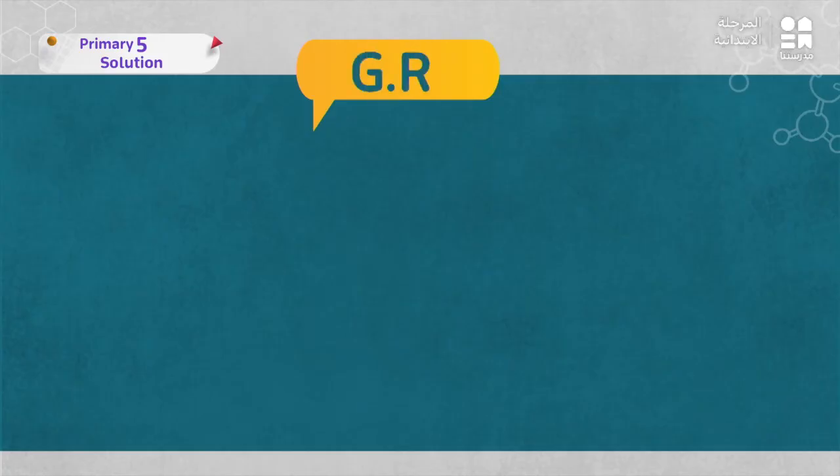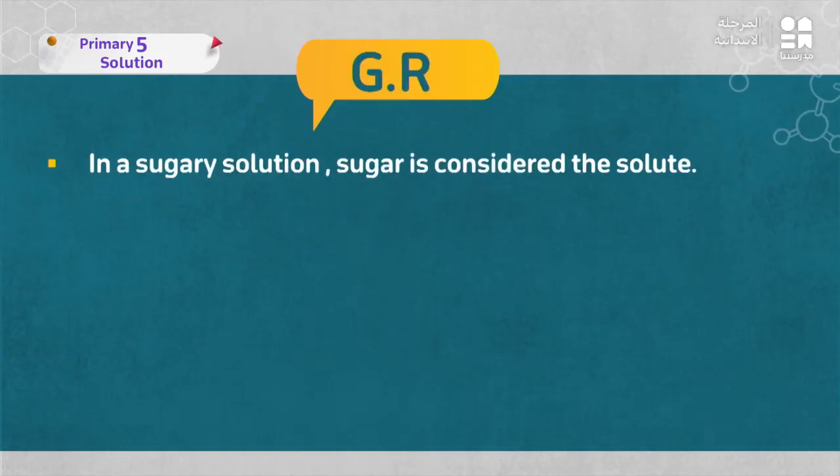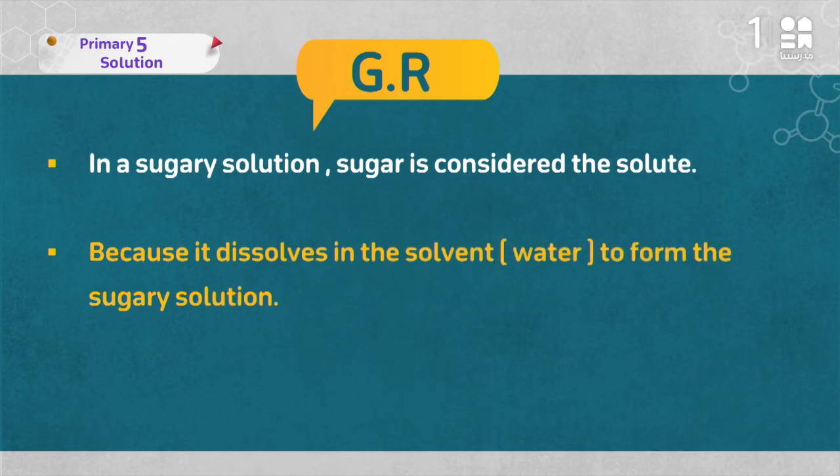Let's take now a give reason question. In a sugary solution, sugar is considered the solute. ليه في الsugar solution بنقول إن الsugar هو الsolute؟ Because the sugar is the substance that dissolves in the water. هو السبستانس اللي بيحصل له dissolve في الwater. فالحاجة اللي بيحصل لها dissolve in this liquid هي اللي بيبقى اسمها solute. يبقى هنقول الإجابة: Because it dissolves in the solvent which is the water to form the sugary solution.